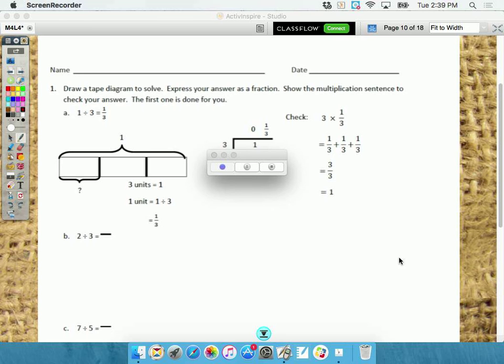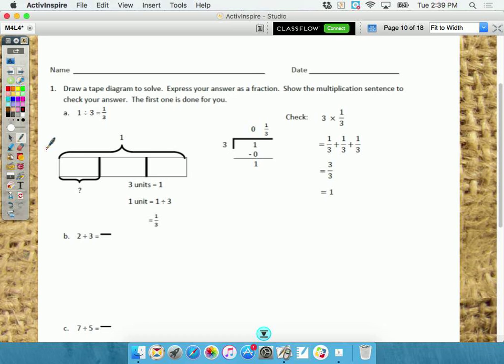The directions say use a tape diagram to solve, or draw a tape diagram. Express your answer as a fraction. Show the multiplication sentence to check your answer. The first one is done for you. Do you notice anything on this first one that I didn't go over with you?